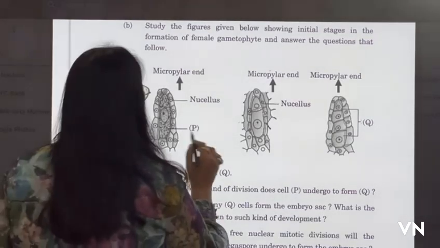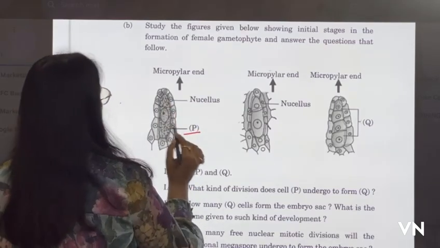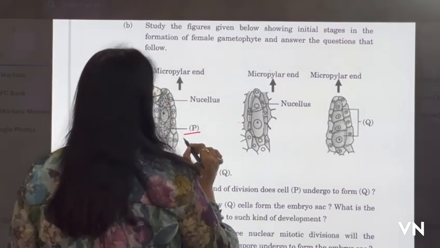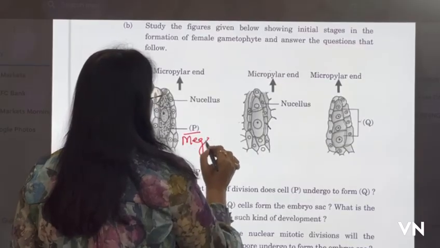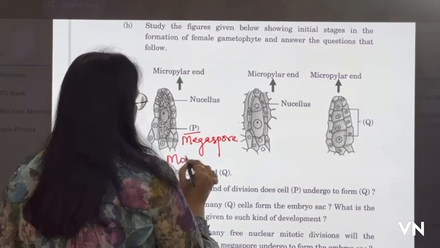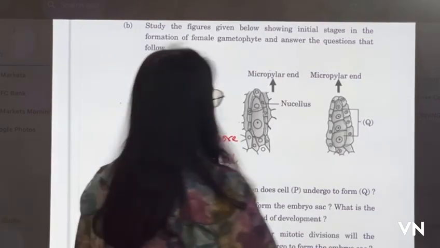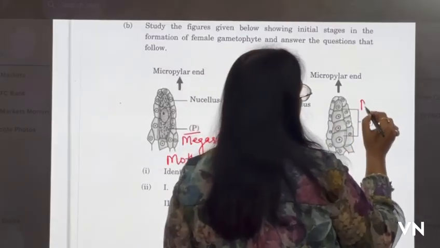Female gametophyte, and answer the questions that follow. Identify P and Q. P is, this is the nucellus, the surrounding cells, and this is the megaspore mother cell, MMC. What is Q? Q is the megaspore tetrad.